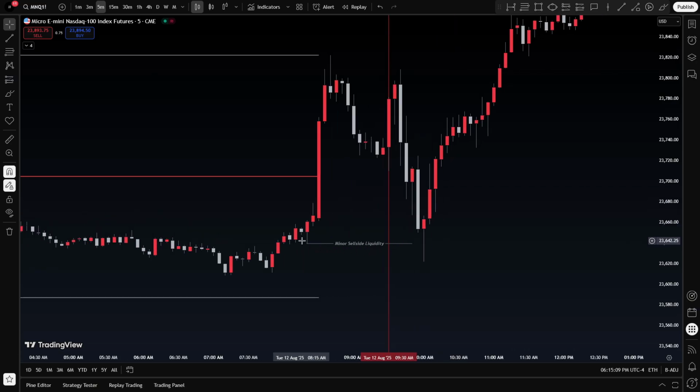Oh, it does. Oh my goodness. It comes below that low. How interesting is that? It comes down, hits the minor sell side liquidity. So where's our primary buy side? If price has purged minor sell side, where's our primary buy side?